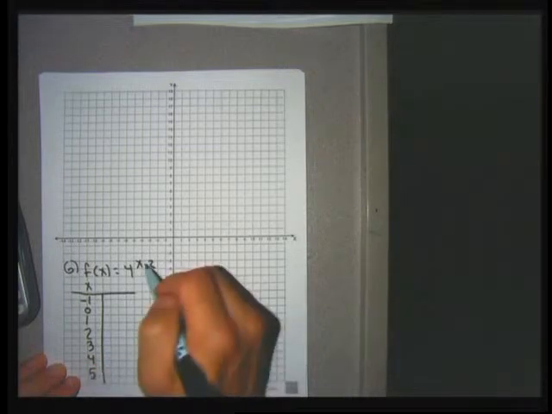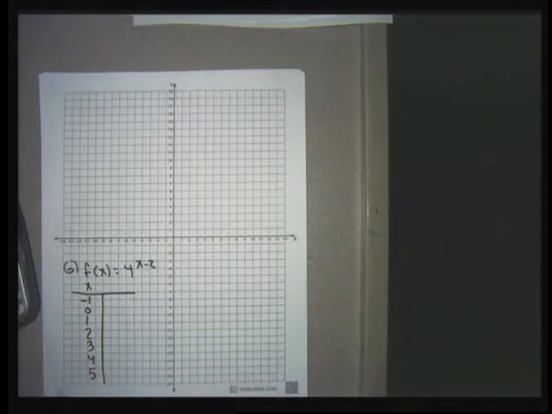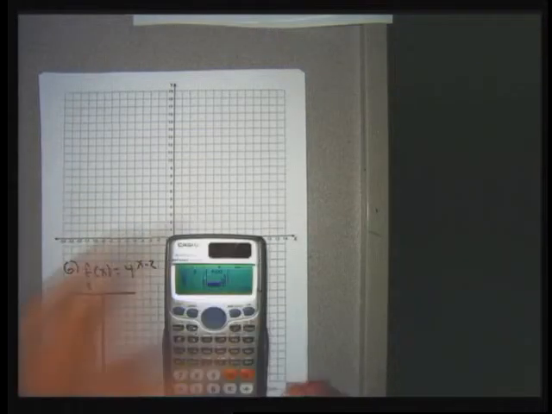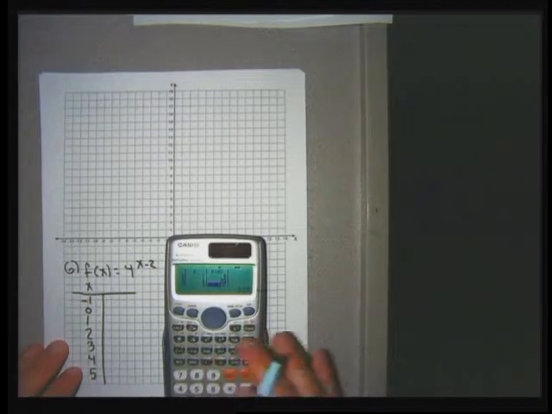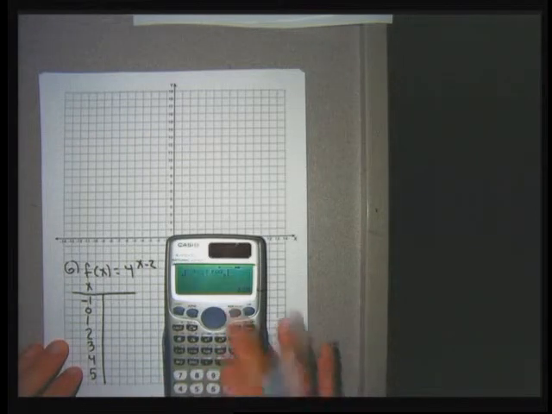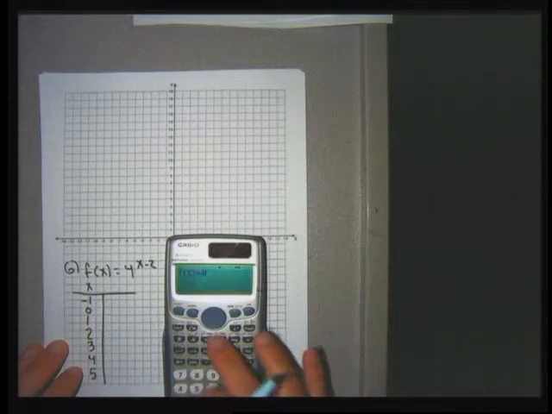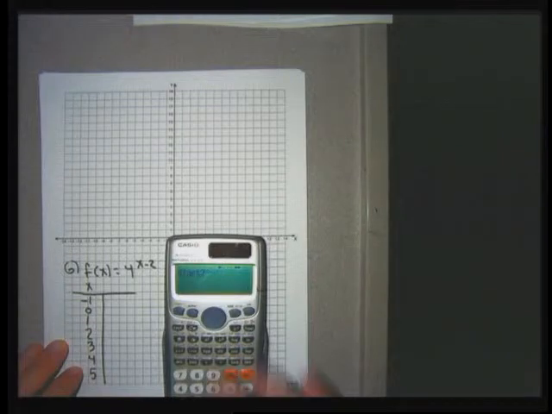So I changed the sign of the number in the exponent, put it in the middle of my x column, then I went smaller and bigger a few. Now I'm going to get the y's. So mode 7, f of x equals 4 exponent alpha x minus 2. Start at -1, end at 5, step 1.